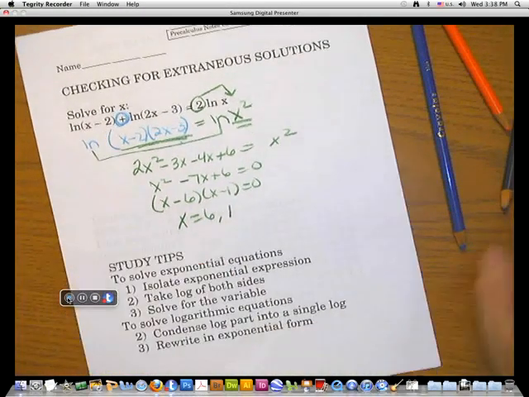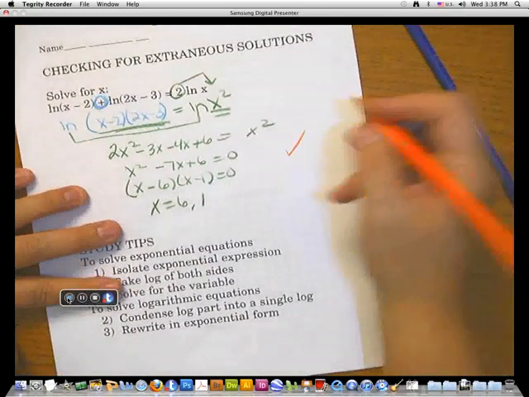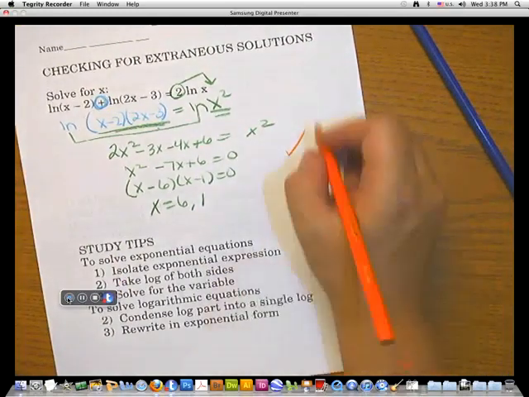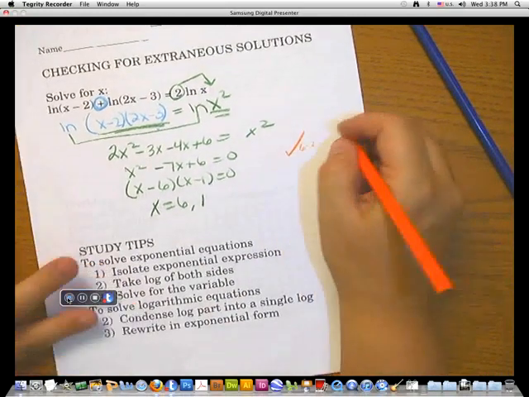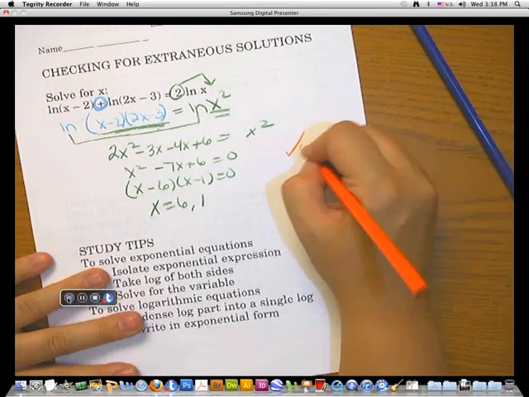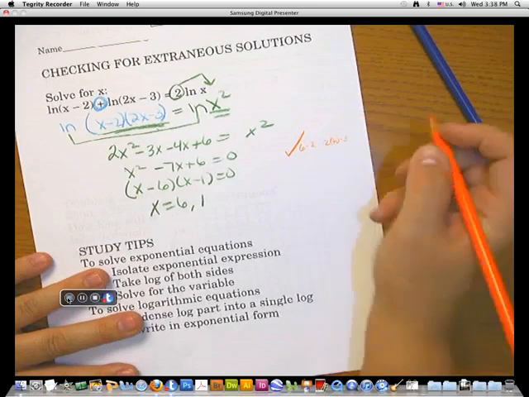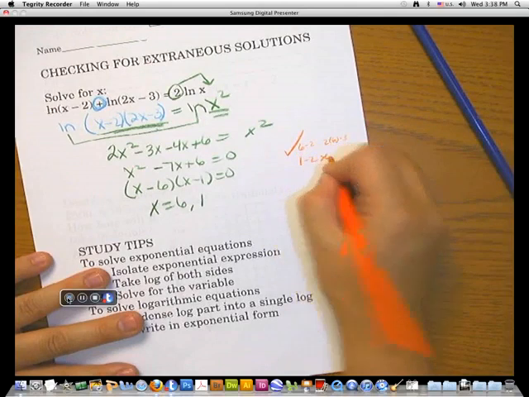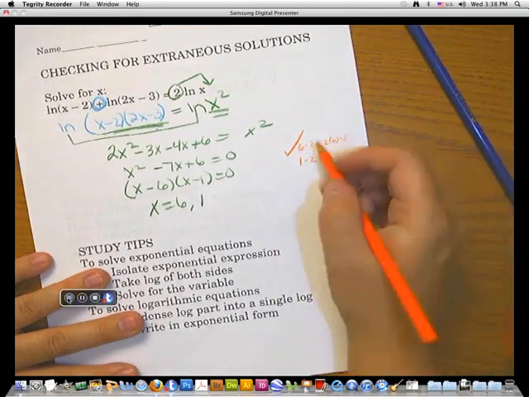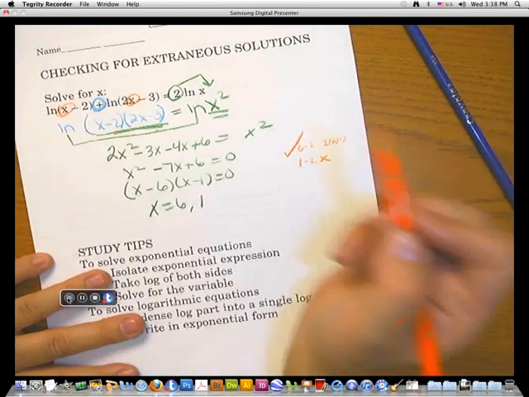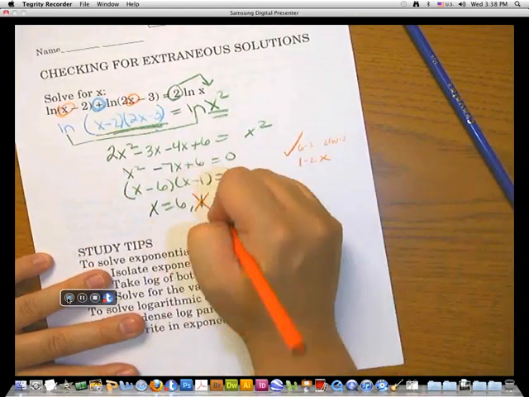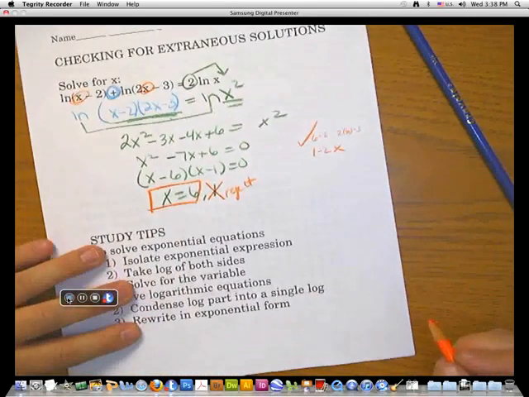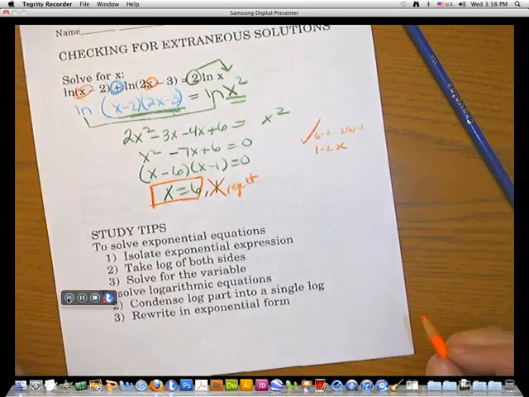I do need to put them back in, and I do need to check it. If I check, I'm going to get 6 minus the 2, which is okay, and 2 times 6 minus 3 is okay. If I put in the 1, I get 1 minus 2, and that's not going to be okay, because I'm putting them in here. I can't have negatives, so the 1 we're going to reject, and x equals 6 is the only one that's going to work.